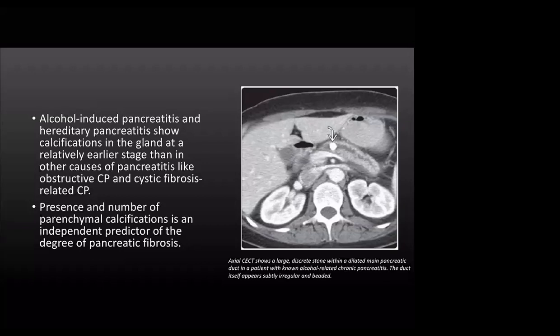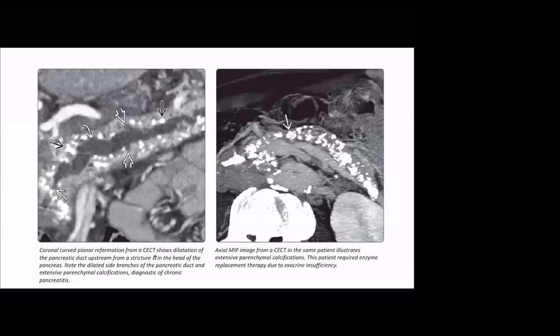هنا نشوف coronal reformat image of contrast enhanced CT scan show dilatation of the pancreatic duct from a stricture in the head of the pancreas with dilated side branches of the pancreatic duct and extensive parenchymal calcification، اللي هي diagnosis of chronic pancreatitis. بالصورة الثانية الأكزيال image from contrast enhanced CT scan in the same patient، شوفنا إنه extensive parenchymal calcification. بهذا البيشنت required enzyme replacement therapy due to exocrine insufficiency due to extensive calcification within the gland.